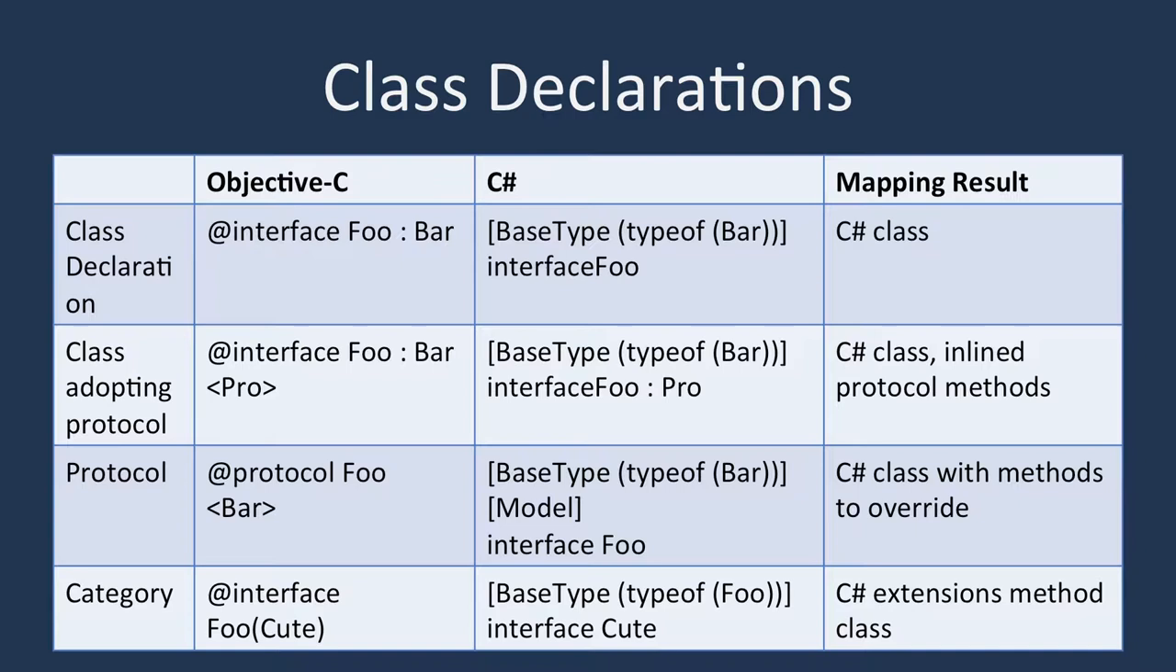For protocols, when you're defining a protocol, the way that we're mapping that is by using BaseType of Bar, and then you add the attribute Model. So you just put the word Model, and that will do it for you.